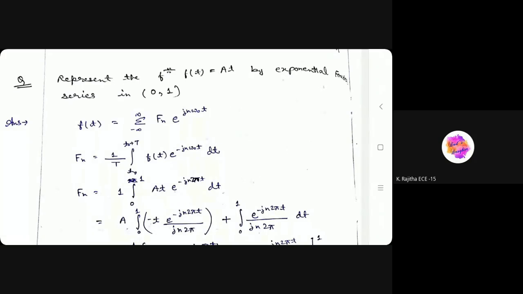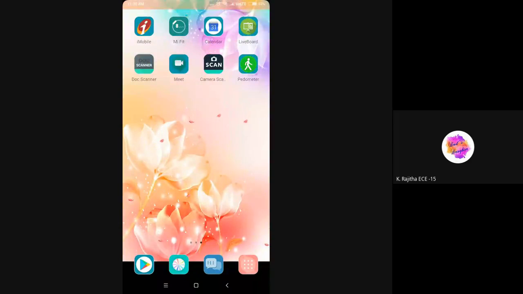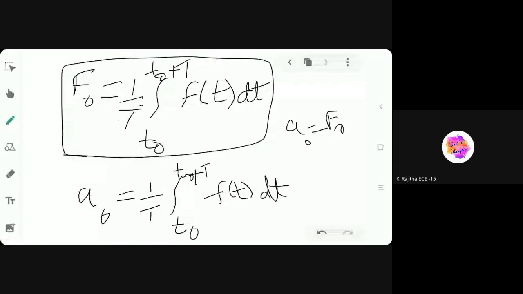Right. So now let us solve this problem. You have to determine three unknown constants, F naught, Fn, F minus n. Do it. I will wait for some time. First calculate F naught. Expression for f of t is already given. Interval is given. Do the problem.